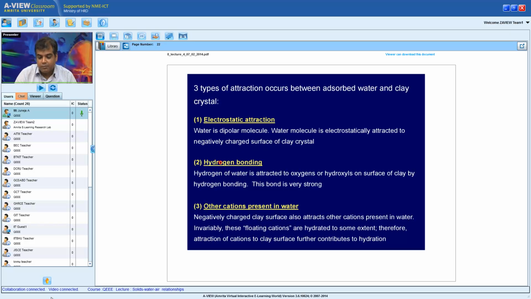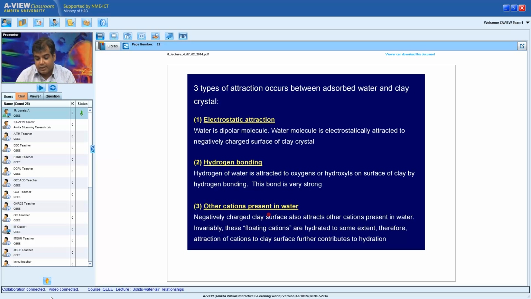The second one, which is a much stronger bond, is the hydrogen bond. The hydrogen of water gets attracted to oxygens or hydroxyls on the surface of the clay mineral and forms a hydrogen bond. This is very strong, so it contributes to the greater attraction. If you put the heating oven at 105, you can never remove this water, never ever, unless you increase to 200, 250 and start shooting up, then you are able to remove this water.